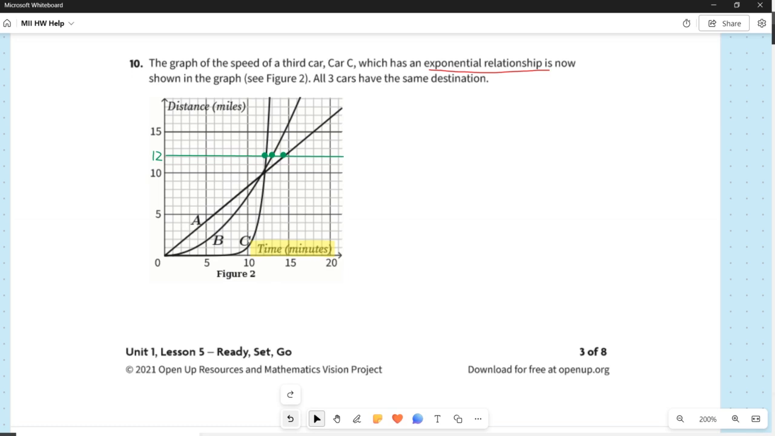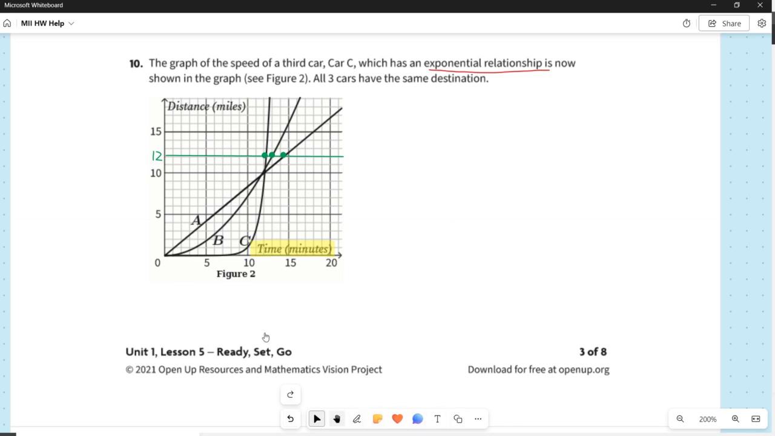And then the second green dot belongs to car B. It's on the parabola, and that seems to have taken him or her about 13 minutes. And then the last car to travel 12 miles is car A, the straight line. And that seems to have taken them roughly 14 and a half minutes.